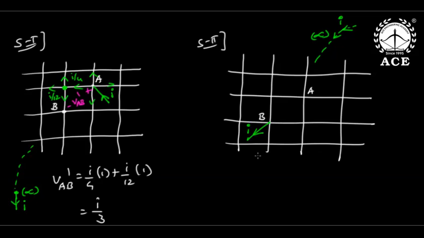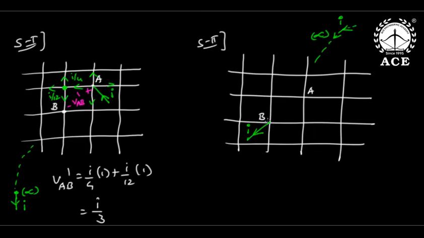This time I'm injecting current at an infinite node away from B, but I'm collecting at B. Okay? So now again, can I argue the path resistance from B to infinity in all paths is the same or not? Yes, the path resistance from B to infinity in all paths is the same.